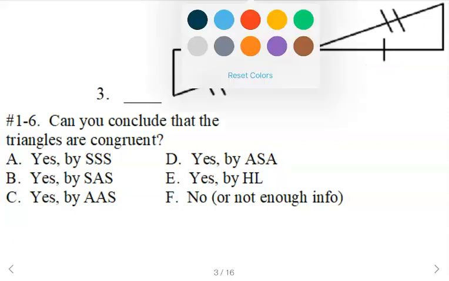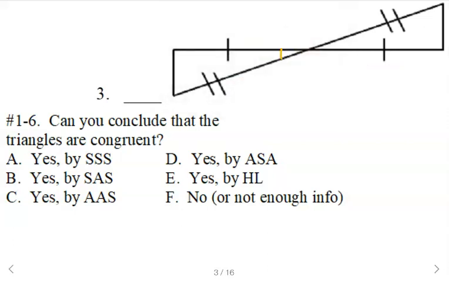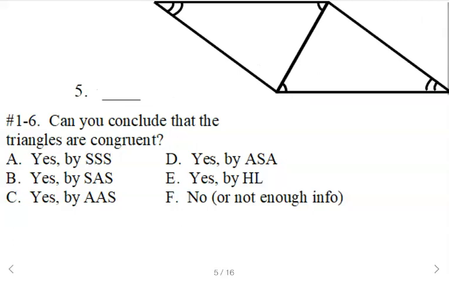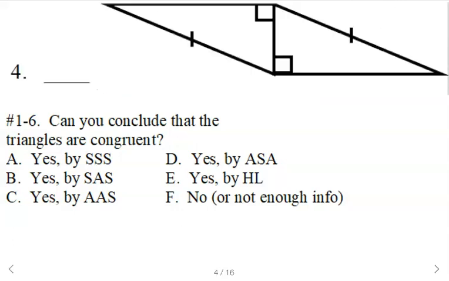Number three, we happen to use vertical angles again. And so those angles are congruent. So we have side-angle-side congruence. All right, number four.